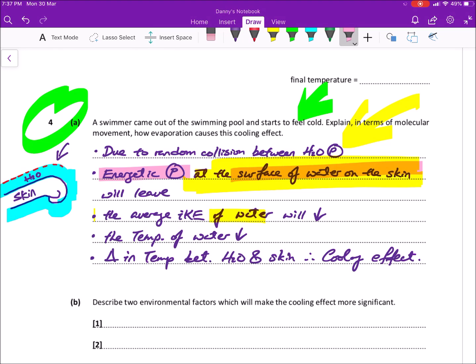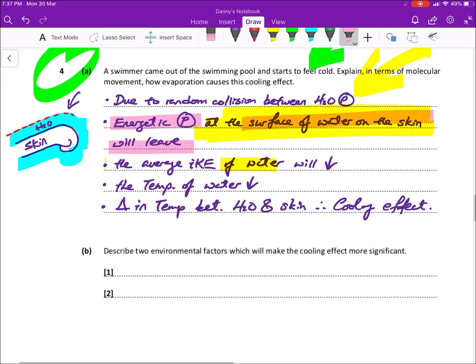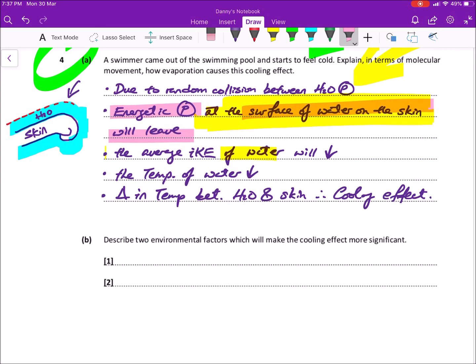Okay, so you need to learn how to phrase it. And this energetic particle will leave, hence your IKE of the water will drop, and then the temperature drop, as per normal. Okay, then after that is for your part D.